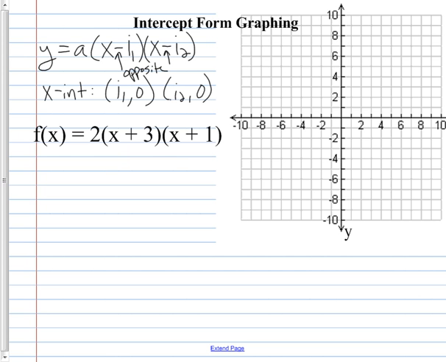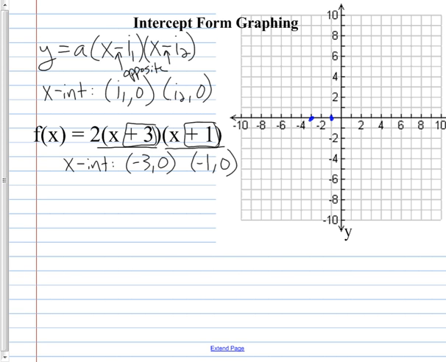In this example, it's intercept form because I see the two binomials being multiplied, and that means our two x-intercepts are at (-3, 0) and (-1, 0). Again, we do the opposite of whatever is inside with the x's. So in blue, our two x-intercepts are (-3, 0) and (-1, 0).